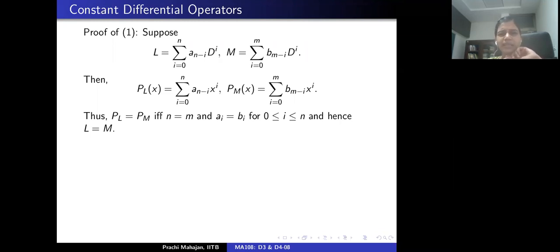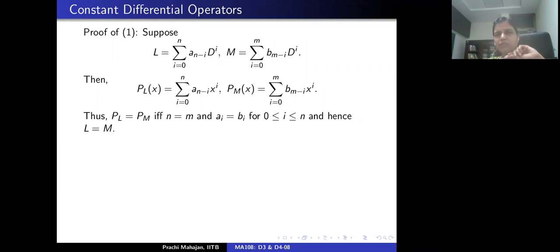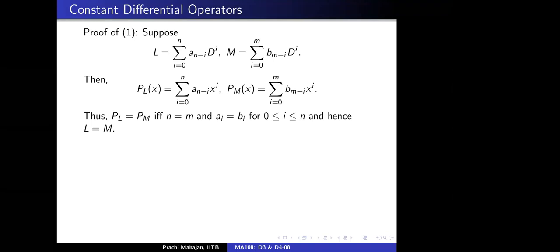What does it mean? It would mean the first thing is the two polynomials are the same if and only if their degree is the same, right? So which means that n is equal to m, and once the degree is the same, then what do you do? Then how do you say that the coefficients a_i must match? How do you say that the coefficients match? Because all the x square, x cube are linearly independent.